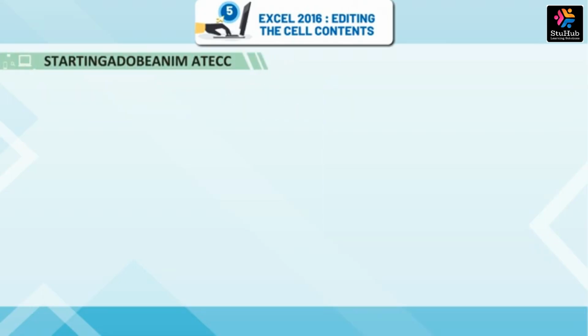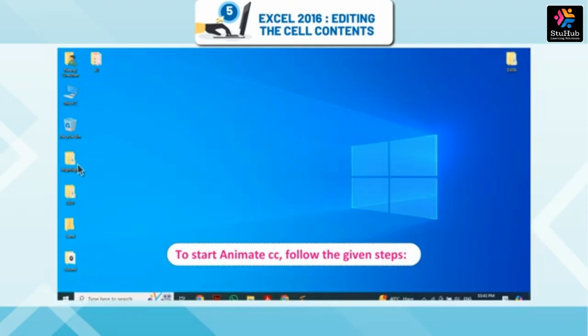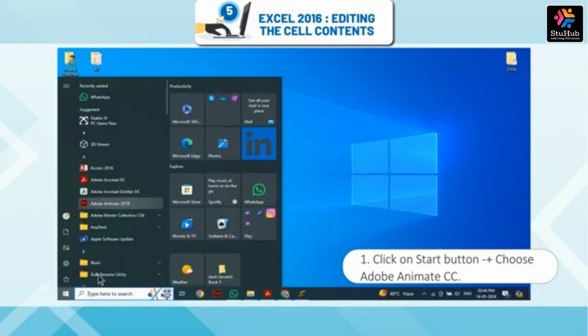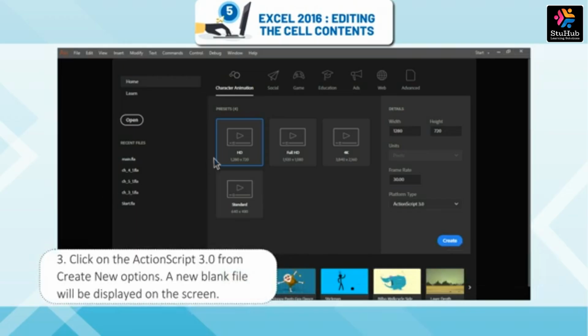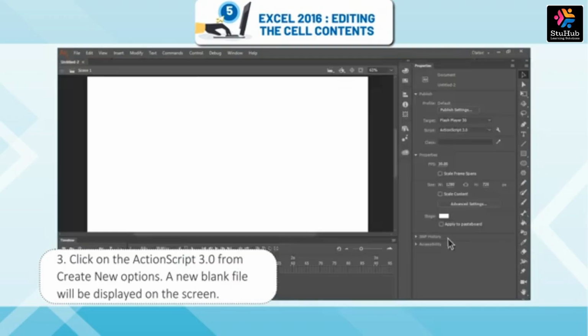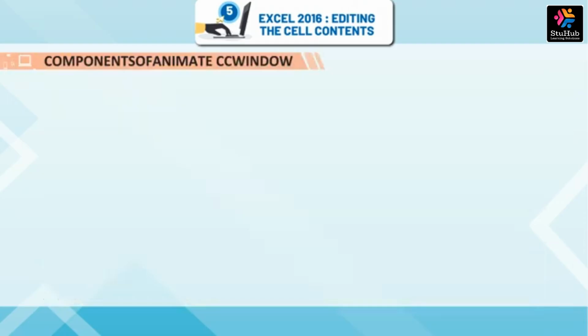Starting Adobe Animate CC. To start Animate CC, follow the given steps. Click on the Start button. Choose Adobe Animate CC. The Adobe Animate CC window will appear on the screen. Click on ActionScript 3.0 from the Create New options. A new blank file will be displayed on the screen. Components of the Animate CC window.